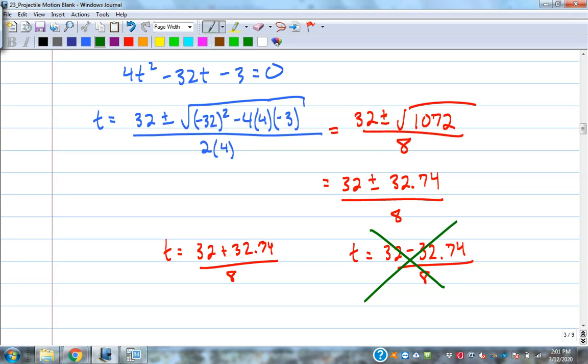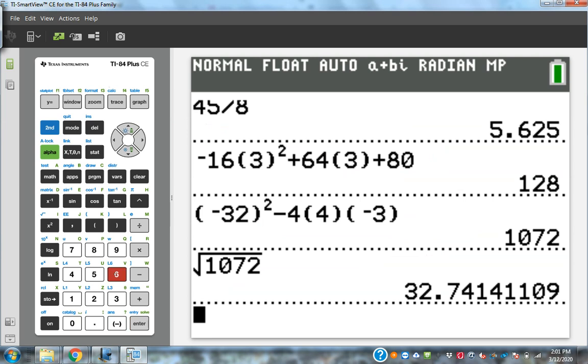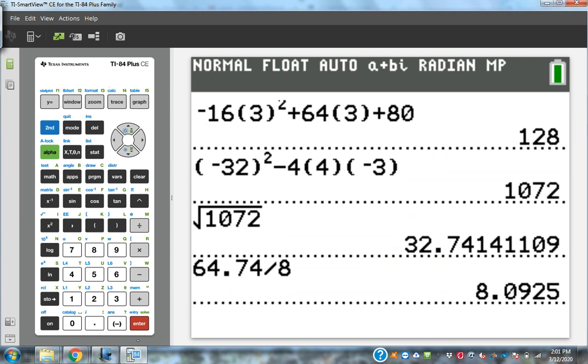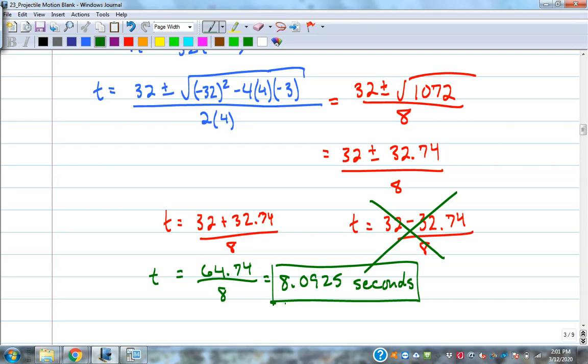And all we got to do is just work out this side with a positive answer. And that's going to be 64.74 divided by 8, which is somewhere around 8. I don't know how much. 8.0925. So in about 8.1 seconds, our rocket will hit the ground. And it's done, probably. We busted it, most likely.